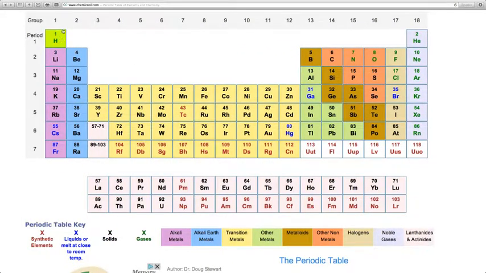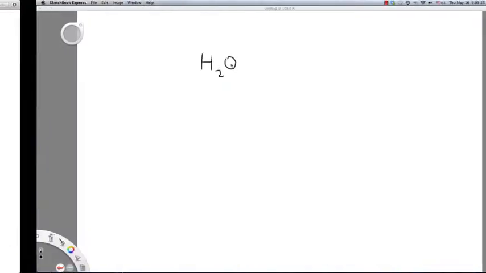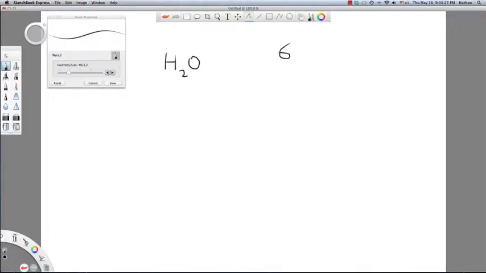How many valence electrons does hydrogen have? 1. Very good. Okay, so then there's 2 of them, so that's 2 electrons. And then you have 1 oxygen, which, subtract 10 from the group number. How many electrons do you have? 6. Very good. Okay, so you have 6 plus 2 is 8 valence electrons. So 6 plus 2 equals in total 8 valence electrons. That's how many you have to use.